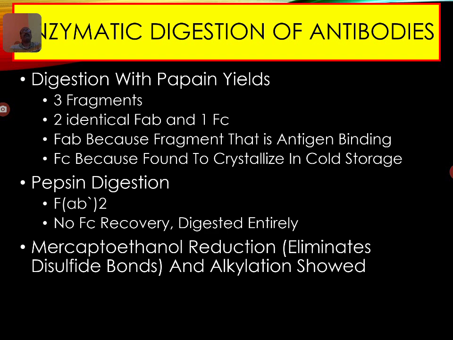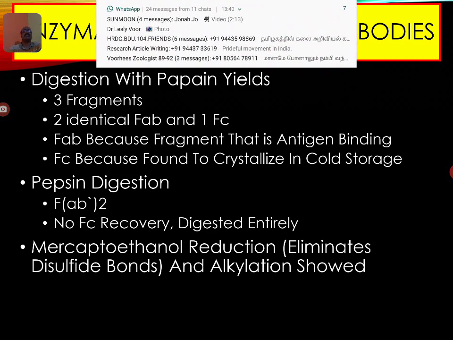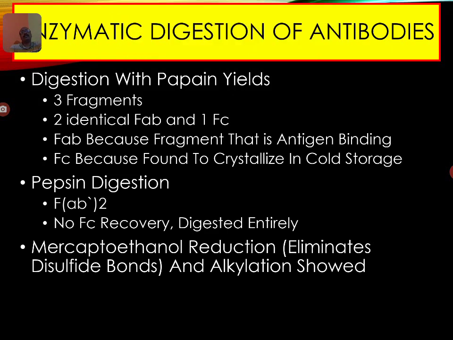Now, when we digest this antibody or immunoglobulin with pepsin, another enzyme, it gives only two FAB regions, and there is no FC region because the FC region is completely digested by the pepsin enzyme. In the third, mercaptoethanol reduction eliminates the disulfide bonds, and alkylation showed that.